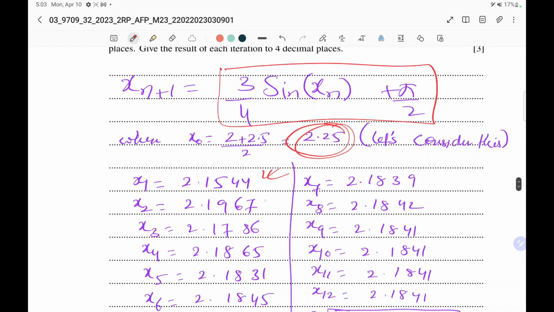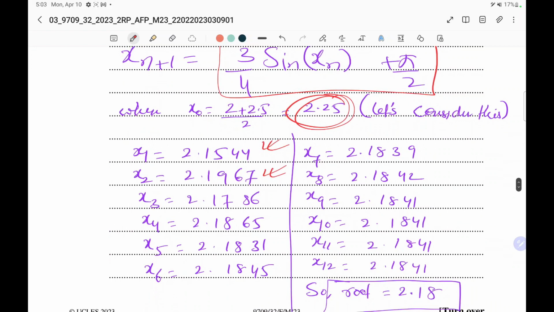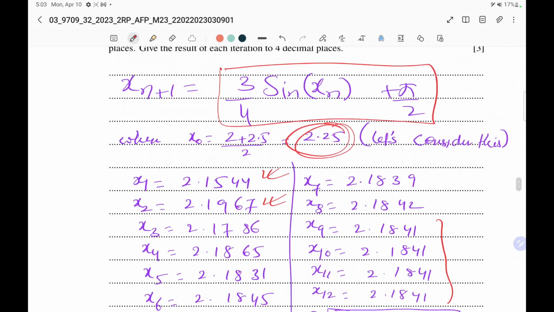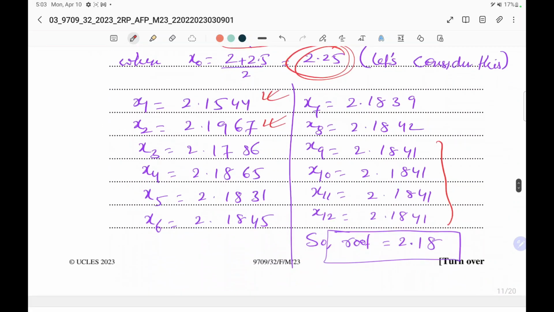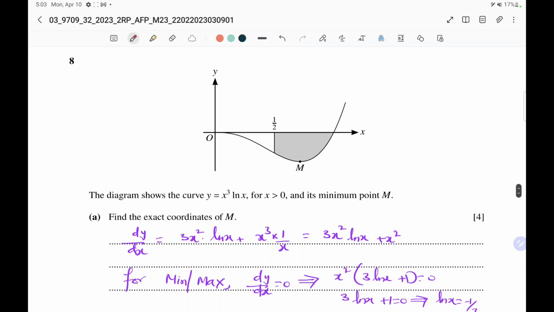Similarly, you will press the equal button next time, then you will get this. But when you observe, from here to here, like 9th value onwards, then 9, 10, 11, 12, these are fixed. It means your root is 2.1841, but we have to give the answer in terms of 2 decimal places only, which is 2.18. This should be the root. So this is our question.